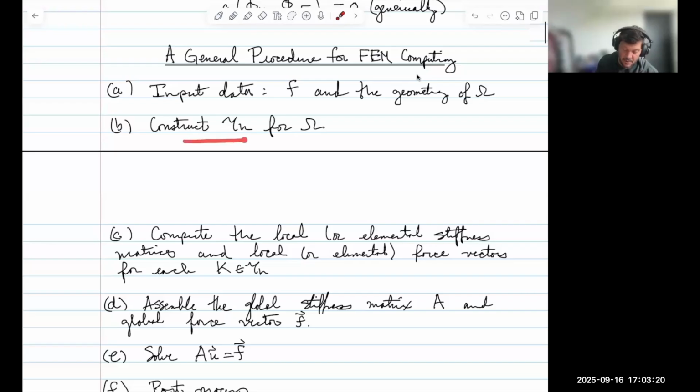The next thing you're going to want to do is to compute a triangulation for omega. What do I mean by constructing a triangulation? Well, you have to have some sort of back end. Let's say I have a complicated shape like the state of Tennessee, and I want to put a mesh on the state of Tennessee. How would I do something like that? It's a complicated shape.